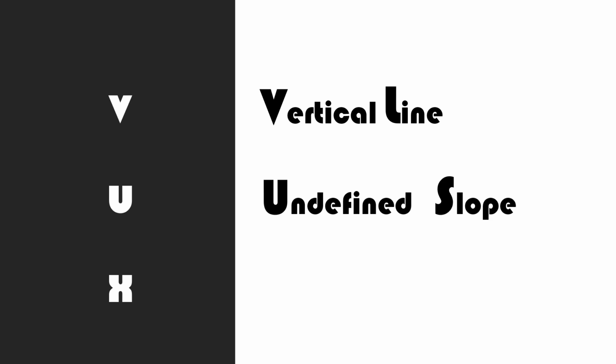Let's talk vertical lines. Here we want to learn the term VUX, V-U-X. V stands for the fact that you have a vertical line. In this case, the U means you have an undefined slope, which means you're writing the equation just as an x equals. So that's our VUX, vertical line, undefined slope, x equals.